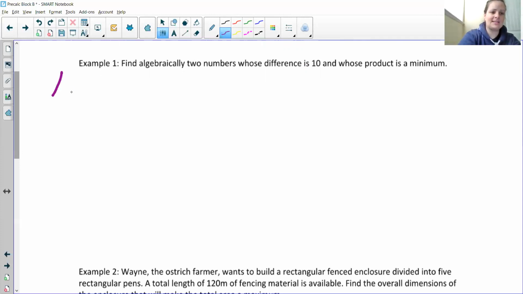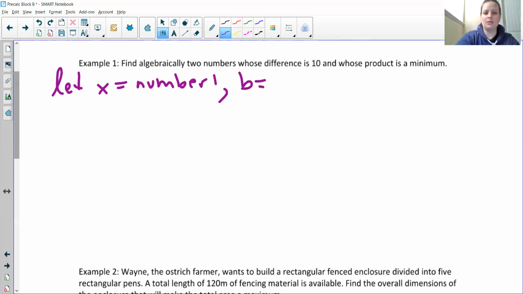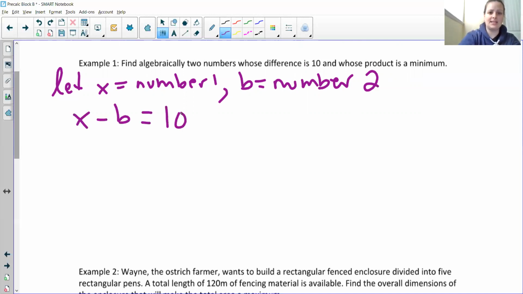So if we let x equal number 1 and we let b equal number 2, we can start putting things together. So we know that x minus b equals 10 because it said that they have two numbers that have a difference of 10. And then they said whose product is a minimum.